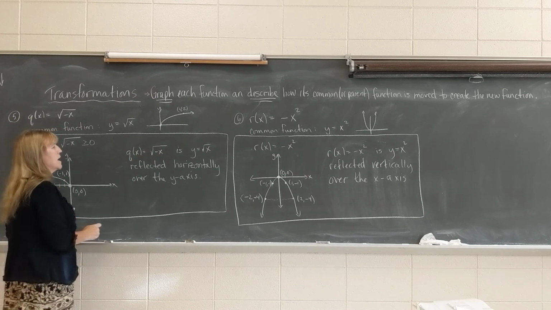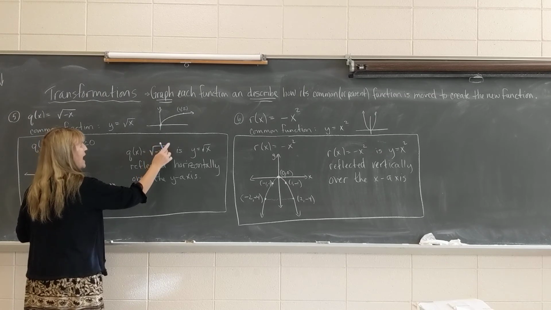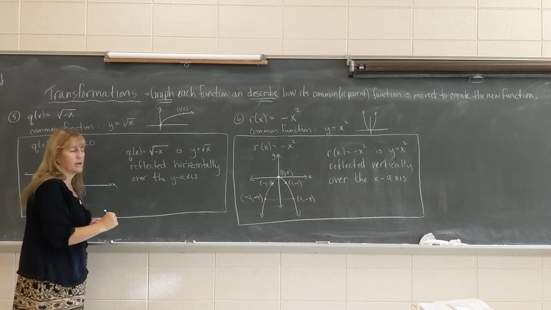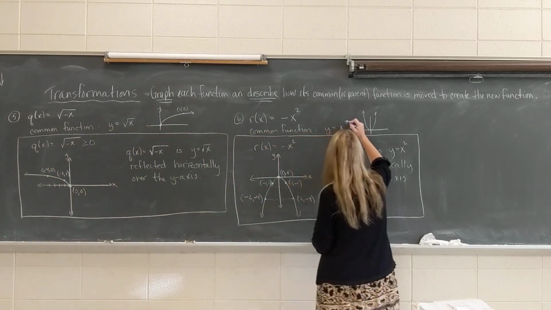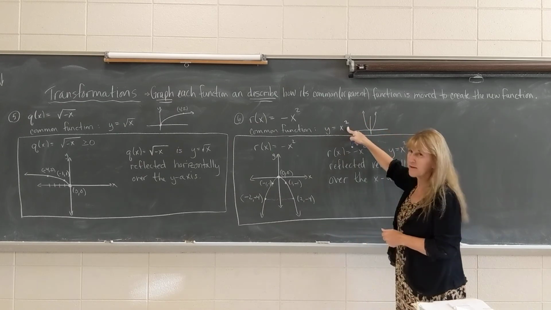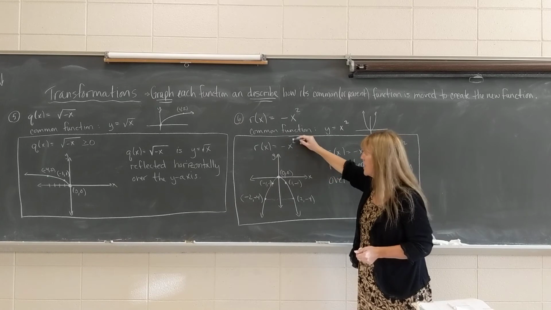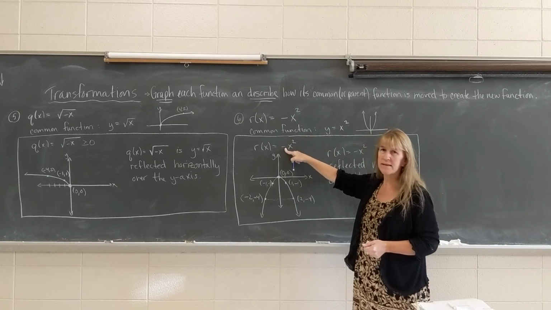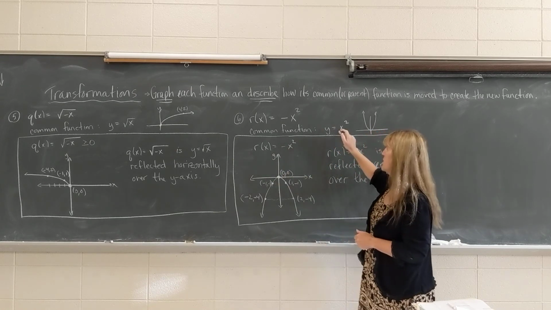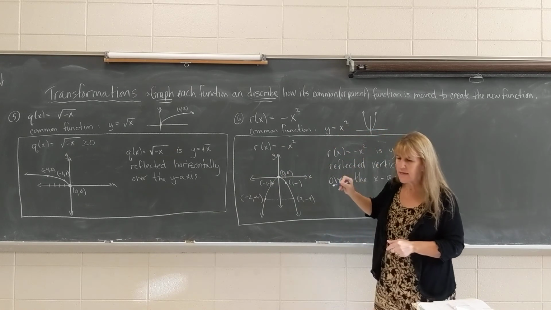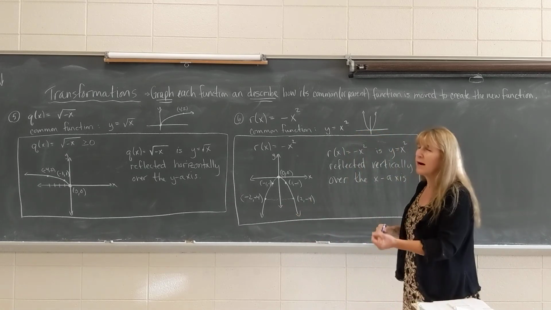But remember that the common function here is the square root function, and that is being executed after you change your x. So change of x is happening in this case. Over here, my common function is the squaring concept. So with this particular function, r of x equals negative x squared, I square first and then apply the negative sign. This negative sign is applying after I execute the common function. Any change that occurs after you execute the common function occurs to the y coordinate.